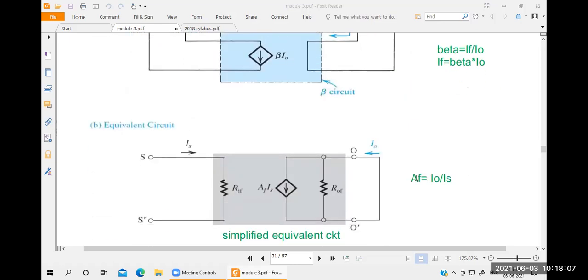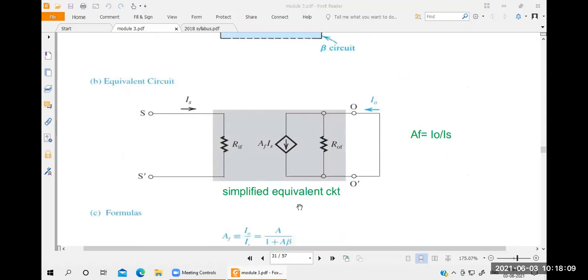Again, you write the simplified equation here. You take current as a source, then the resistance between the base and emitter, that is RIF, meaning input resistance with feedback. Same thing you write for the collector to emitter. So what is the current source equation here? I naught is equal to AF into IS, which should be in parallel with ROF. ROF means output resistance with feedback.